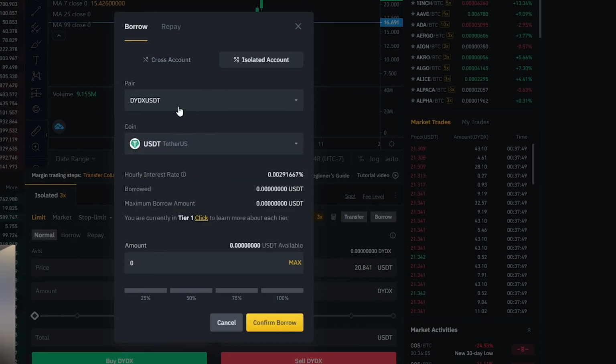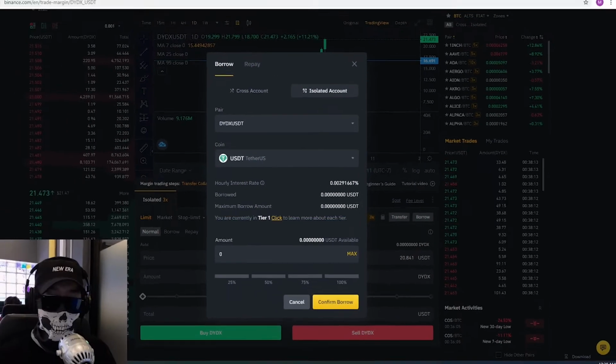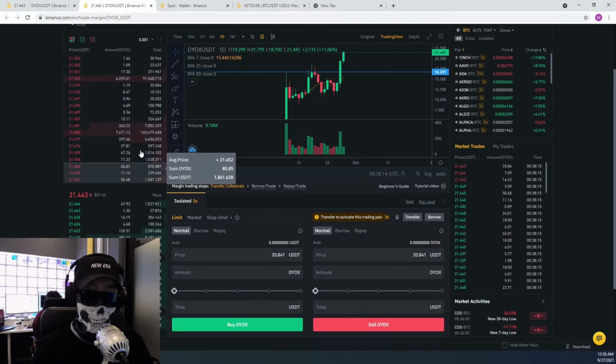So over here, it looks like Binance is not allowing me to borrow any money because I am currently on tier 1. I think on BNB you have to be holding BNB to borrow money in the margin trading accounts, which is why they're not allowing me to borrow any money to trade margin. So scratch that. I don't actually use margin myself anyways.